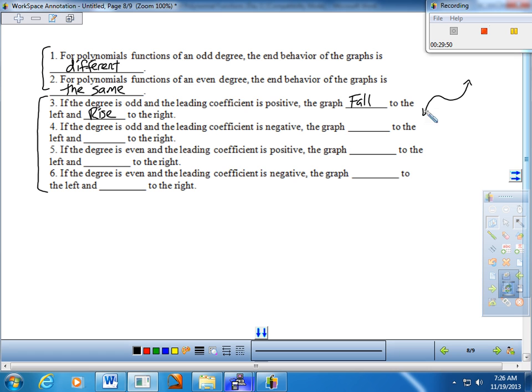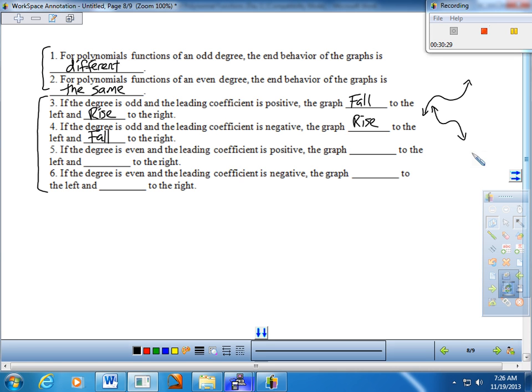So fall, rise. Cool. If the degree is odd and the leading coefficient is negative, then the graph is rise, fall. You could put that in grammatically correct, rises and falls, but basically that's what I would say. It's a rise, fall end behavior. Same thing here, something like this would do. When I think of a negative leading coefficient, I think of decreasing. Left to right, it's decreasing. So left end behavior, right end behavior.